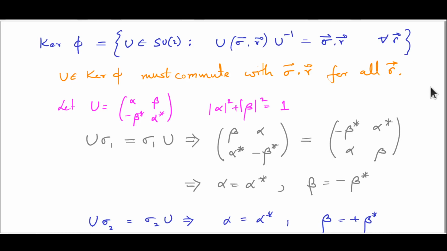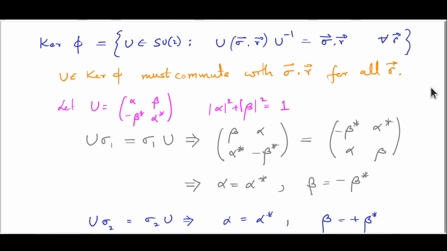Now, in order to see what this tells us about u, let us start with an arbitrary element of SU2, which, as we have seen before, has this particular form. It's a 2x2 matrix with the first row being alpha and beta and the second row containing minus beta star and alpha star, with the additional constraint that |alpha|^2 + |beta|^2 is equal to 1.